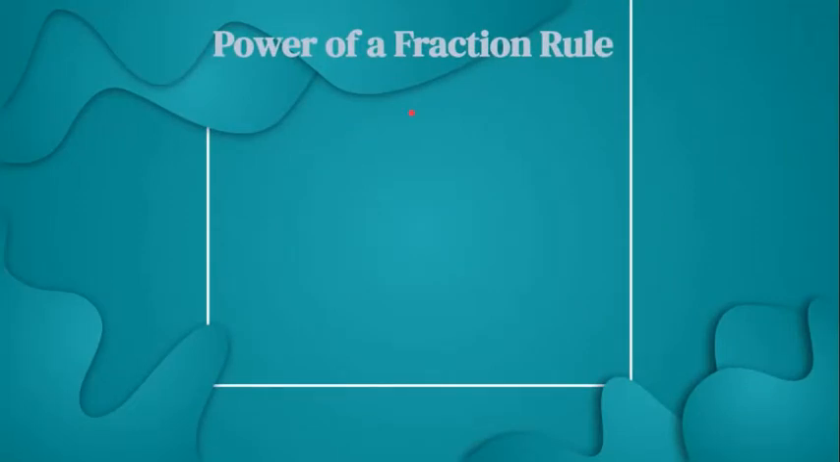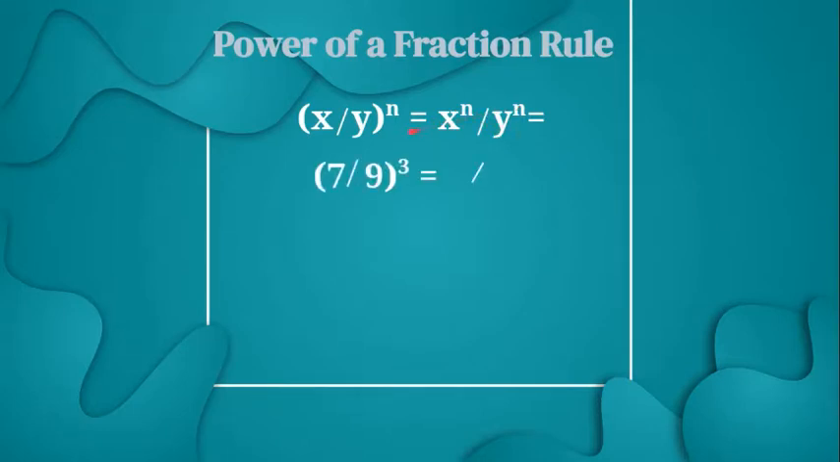Here we have the power of a fraction rule. So we have x over y in brackets to the power of n equals x to the power of n over y to the power of n. Now here, let's just use real numbers. So 7 over 9 to the power of 3. Obviously, you just want to look at the previous example. This is very similar to the previous one, but this one is in fraction form.